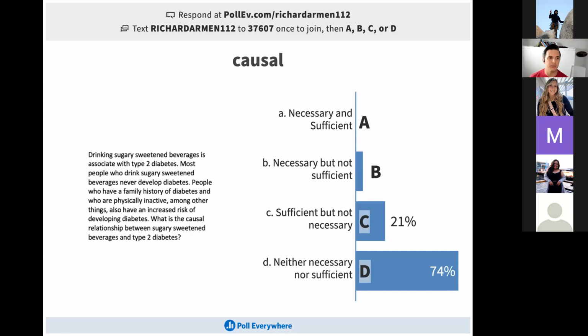People who have family history of diabetes, people who are physically inactive, among many, many other things that lead to type 2 diabetes. So this is a case of neither necessary nor sufficient because there are many factors that can lead to disease, and every case of type 2 diabetes is unique in some way. So that's the causal relationship there.